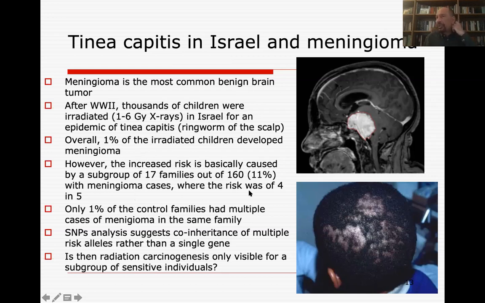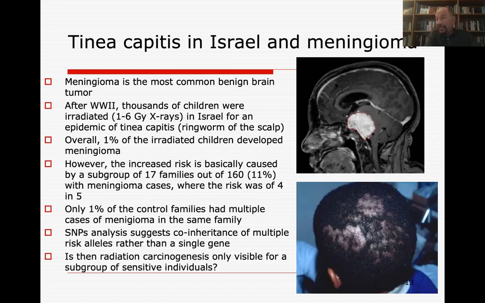Keep in mind that these are generally fundamentalist Jewish families, they have many children. So in the family, surprisingly, you had like 4 out of 5 children with meningioma, only in 10% of the families. In the other families, you had 0. So you see, 1% of the control families had multiple cases of meningioma in the same family. If you take the controls, it's a low frequency of multiple cases of meningioma.